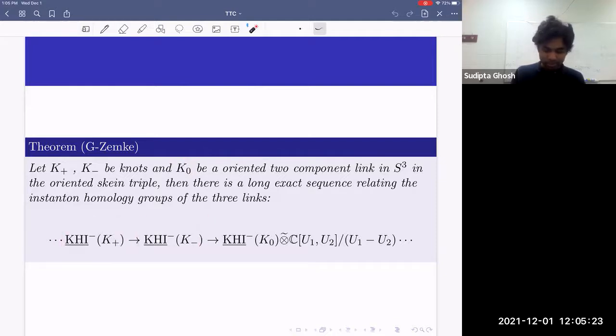Here the third term denotes the derived tensor product of KHI minus of K0 with the ring C[U1, U2] modulo (U1 minus U2), over the polynomial ring C[U1, U2].